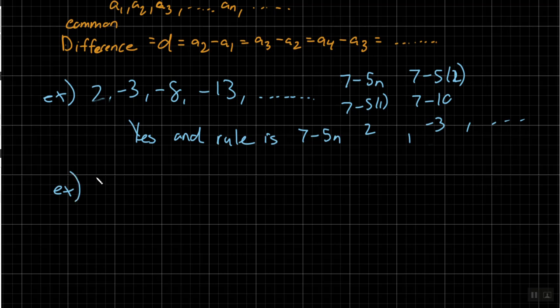So let's do... People have done that in this class before. Don't know why. 1, 5 over 4, 3 over 2, 7 over 4. So is this an arithmetic series? If so, what is the rule?